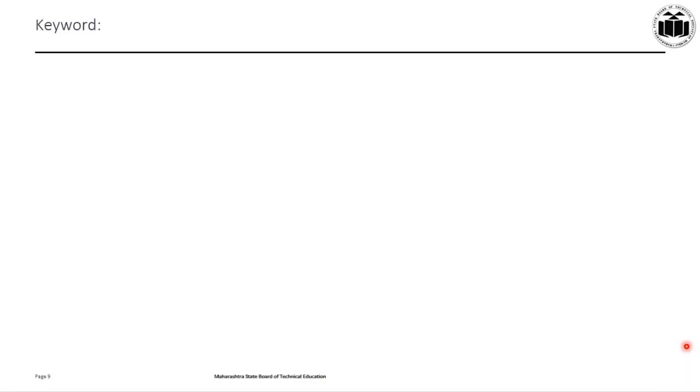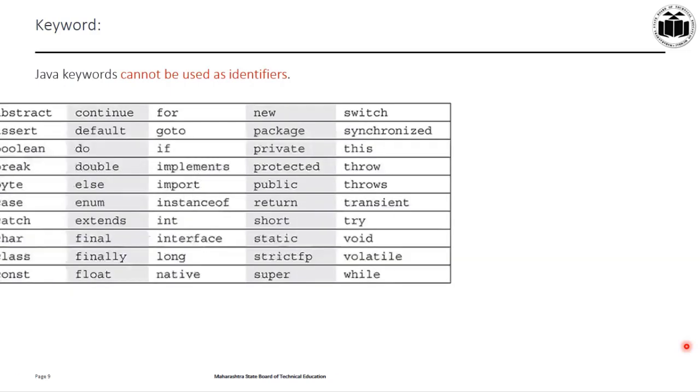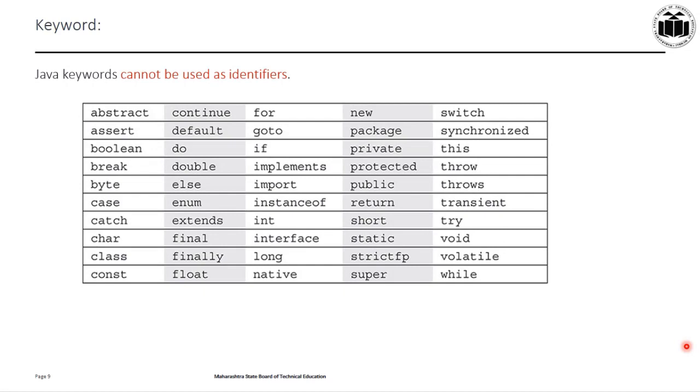So next, what do you mean by keywords? Keywords are nothing but reserved words. Java keywords cannot be used as identifiers. So Java has a set of keywords that are reserved words that cannot be used as variables, methods, classes or any other identifiers. So here in this table I have mentioned some examples. Those are Java keywords. Point to remember here: true, false and null are not keywords, but they are literals and reserved words that cannot be used as identifiers.